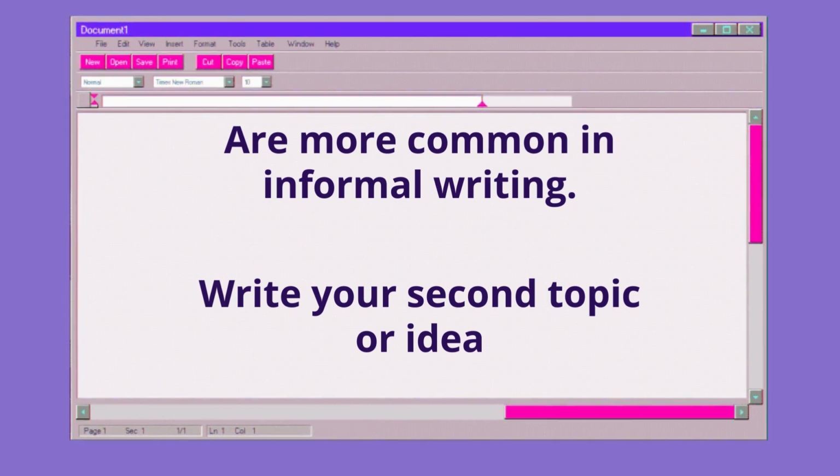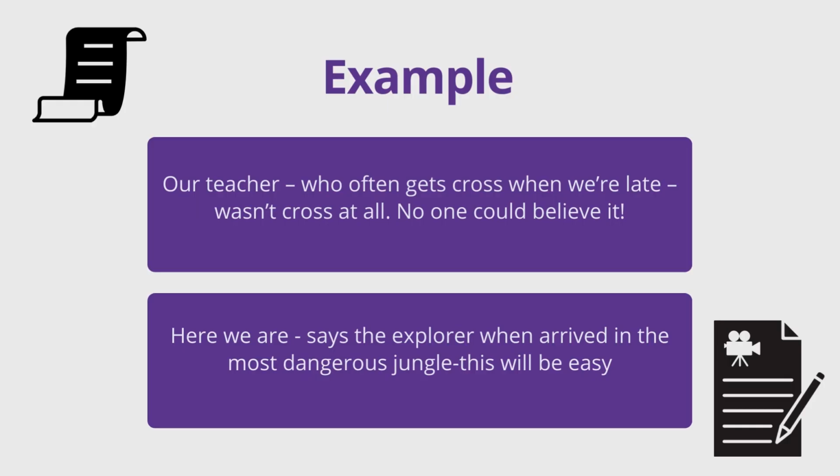Dashes. They are more common in formal writing. They mark off a second topic or idea. Example: our teacher, who often gets cross when we are late, wasn't cross at all. No one could believe it. "Here we are," says the explorer when arriving in the most dangerous jungle.